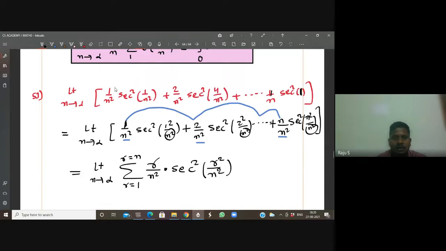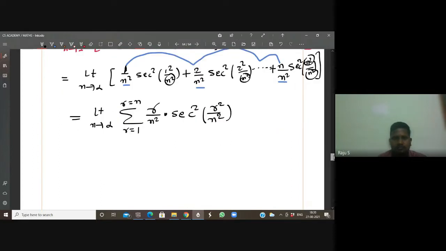Once again, the numerator alone is changing: 1, 2, 3, so on. So n by n square, n. In place of the changing value, I am taking r. Inside the bracket, the denominator n square is fixed, but the numerator is changing. 1 can be written as 1 square, 4 can be written as 2 square, over n square. So I have written r square.